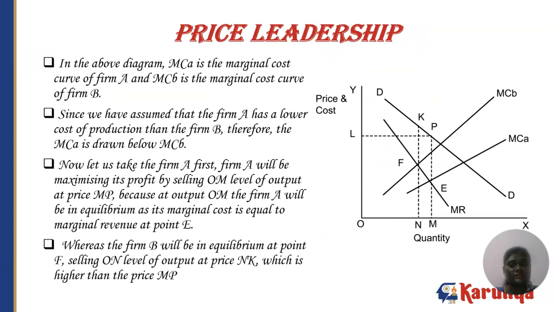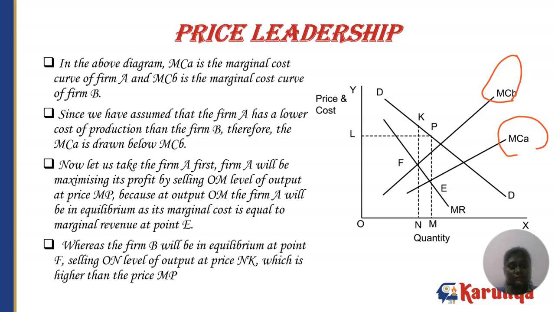In the above diagram, as you can see, MCA is the marginal cost curve of firm A and MCB is the marginal cost curve of firm B. Since we have assumed that A has a lower cost of production than firm B, the curve MCA is drawn below MCB.